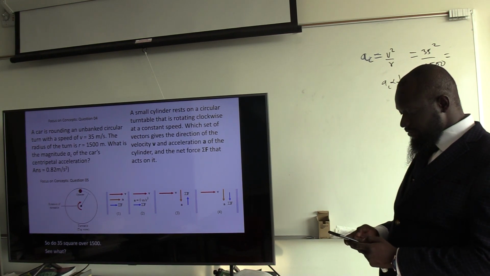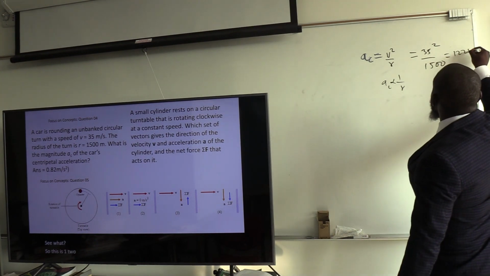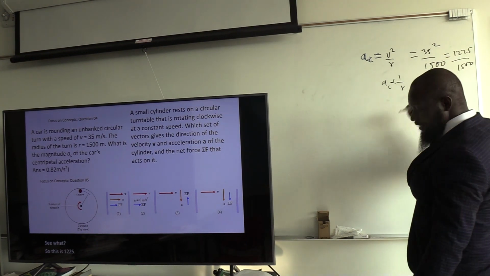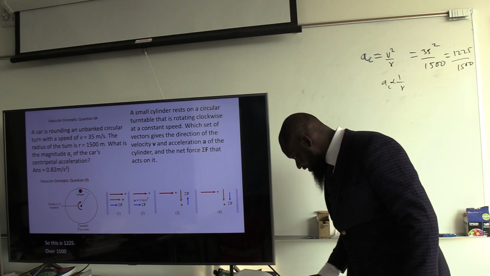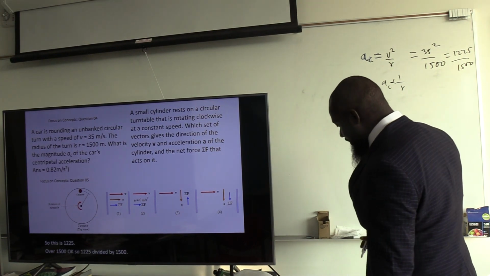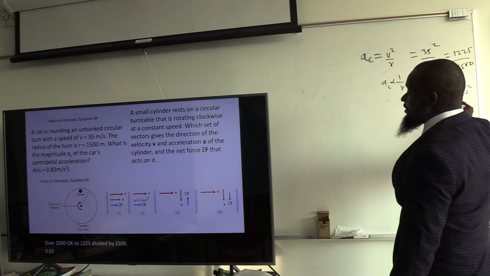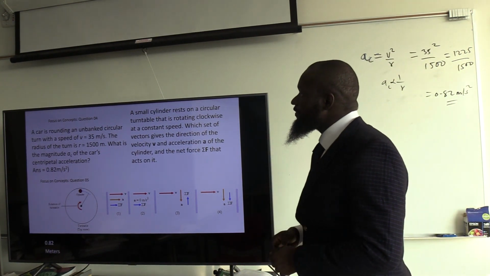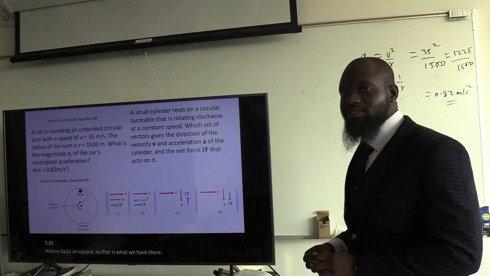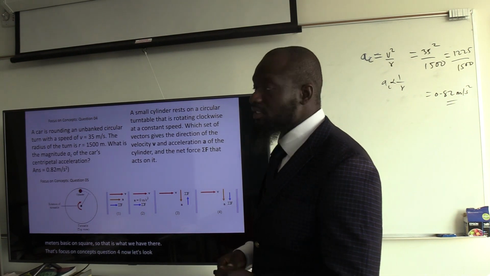35 squared is 1225 over 1500. So 1225 divided by 1500 is 0.82 meters per second squared. So that is what we have there. That's focus on concept question 04. Now let's look at question 05, focus on concept.